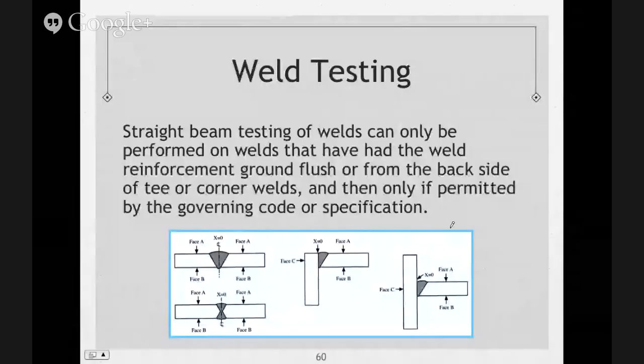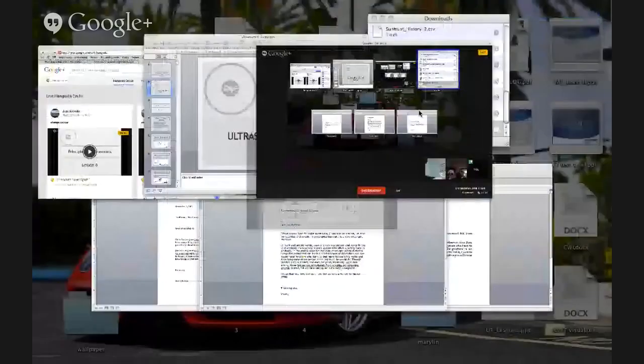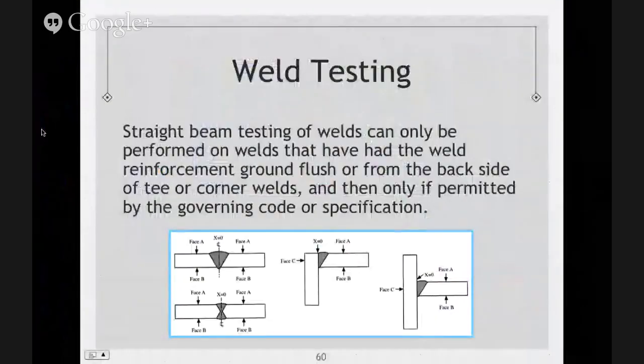So, straight beam testing of welds. Straight beam testing of welds can only be performed on welds that have had the weld reinforcement ground flush or are from the backside of a T or corner welds, and then only if permitted by the governing code or specification. So what they mean is, if you're going to do straight beam through the weld, meaning you want to put a transducer here, and you want to shoot to inspect the weld.